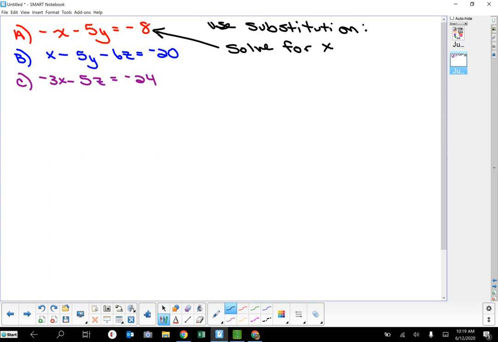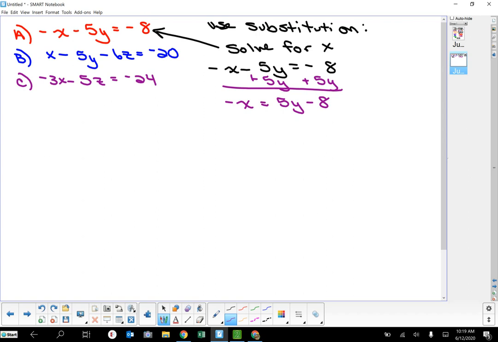which means get x by itself. And so if I do that, I start with negative x minus 5y equals negative 8. I add a 5y to both sides. So negative x equals 5y minus 8. And then I can't leave that x negative, so I'm going to divide everything by negative 1. And I get x equals negative 5y plus 8.